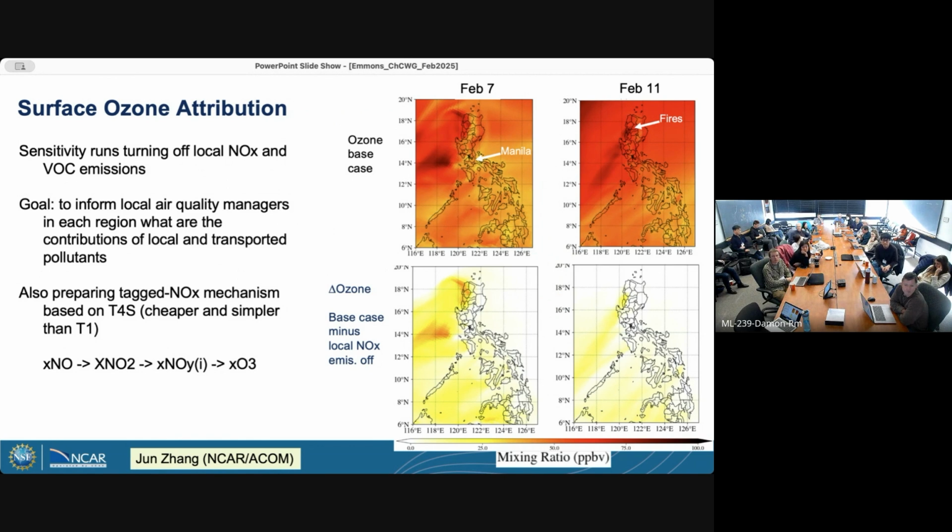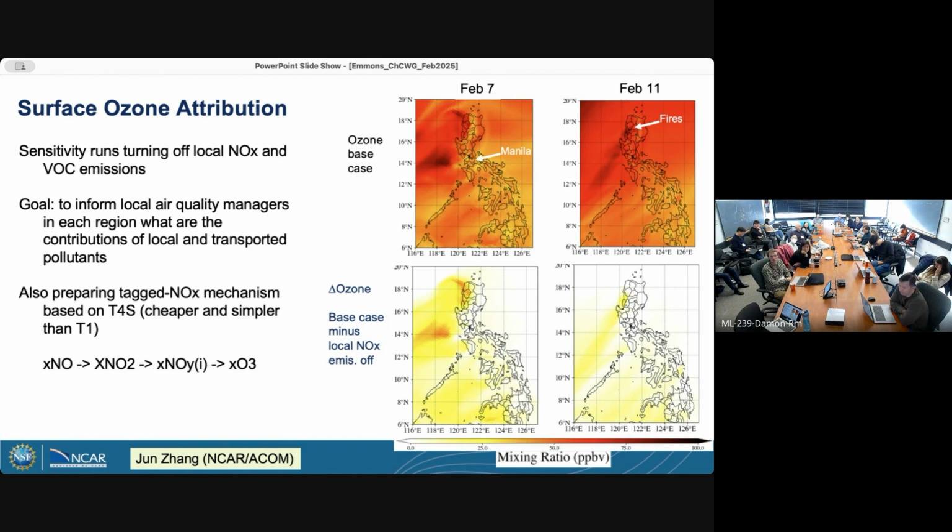June is working on finding out how much ozone is produced from different sources. She's done some runs where she's turned off the NOx emissions from a region and, separately, the anthropogenic VOC emissions from a region. These are some plots for turning off the emissions of NOx in the Philippines to see how much ozone is produced by the Philippines emissions. The Philippines is very isolated, so this is a pretty simple case.